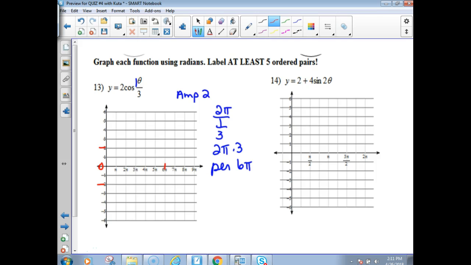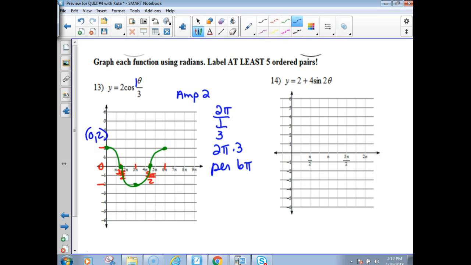So halfway would be 3 pi. Half of that would be 3 pi over 2. 3 pi over 2, 6 pi over 2, 9 pi over 2 would be halfway between 4 pi and 5. Okay, and then we can graph the function. It's a cosine, so it's going to start up high, then come to the center line, then go to the min, back to the center line, and then up to the max. Make it curvy. Label your 5 points, and you can just stop with that graph.